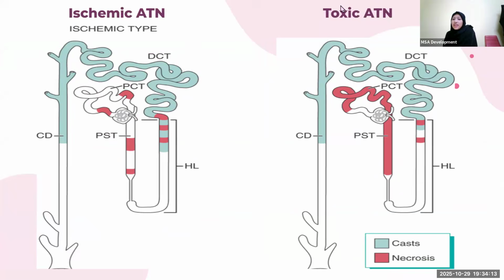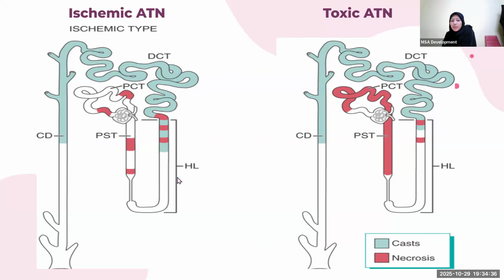Whereas toxic will affect the entire thing, because the material, the drugs, the dyes will affect the entire kidney tubules. So that is continuous necrosis. Whereas ischemic is patchy, not continuous at all. Why is that? Because they all have different oxygen requirements.